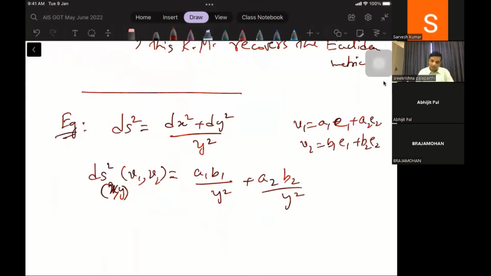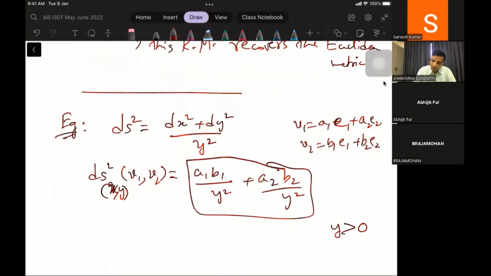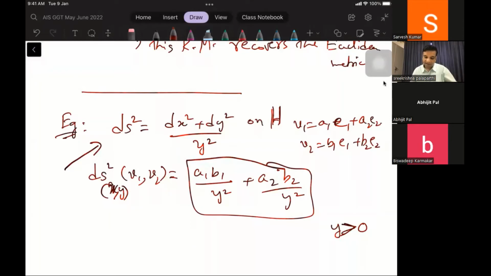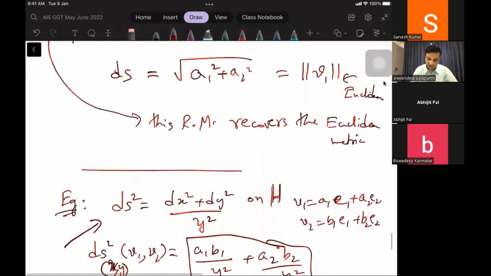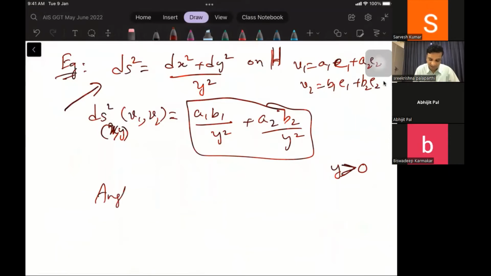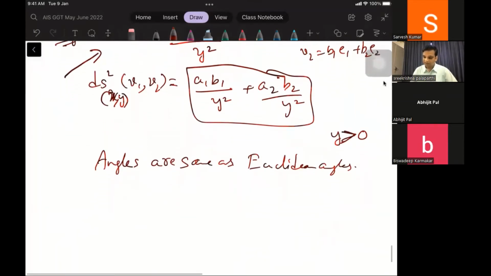Since y is strictly positive, this is not a problem. We can divide by y. So this is on H only. This cannot be naturally thought of as a Riemannian metric on R2 because y is 0 at some places. So this is a Riemannian metric on H. I'm just declaring that. One can check that this recovers inner products, and that the angles coming out of this are the same as Euclidean angles. However, the lengths will be different. We will see in a moment.